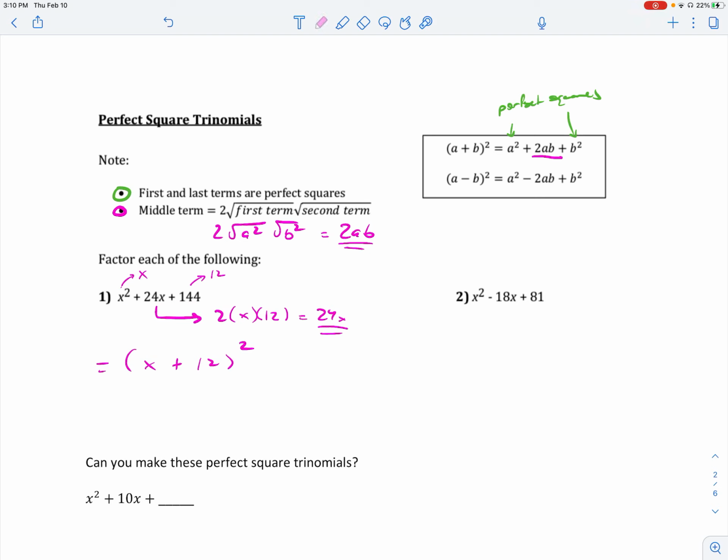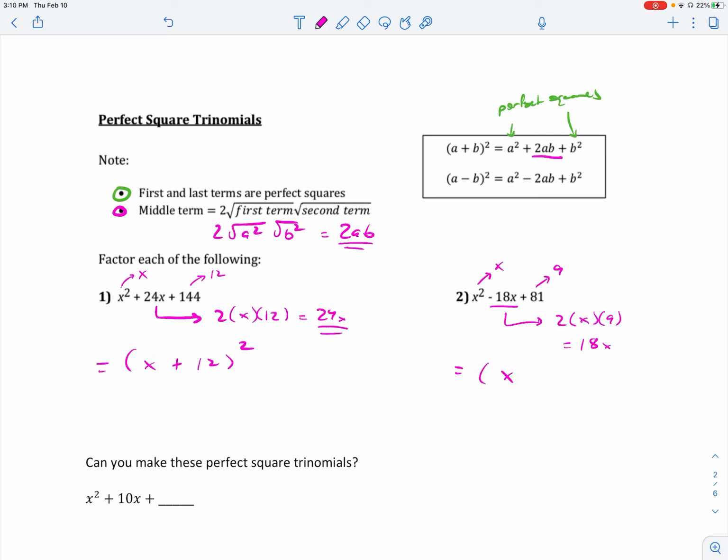Okay, the next one, square root the first term. Square root of x squared is x. Square root of 81 is 9. Okay, I want to check, so I'm going to take 2, multiply it by the square root of the first term, which is x, times the square root of the second term, which is 9. And yeah, I get 18x. Yes, I know this one's negative. Well, that's fine. All that means is when I factor it, I'm going to have a negative in the bracket.